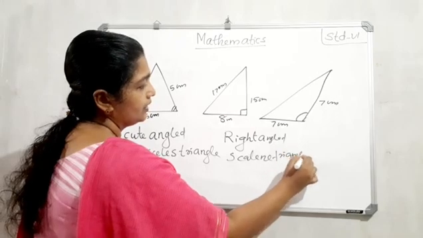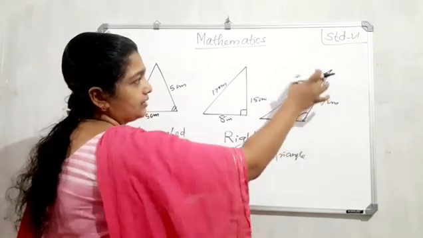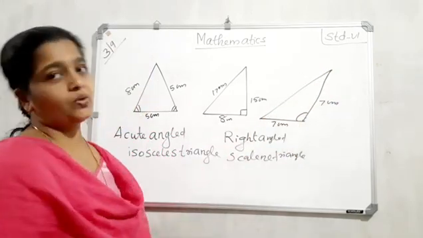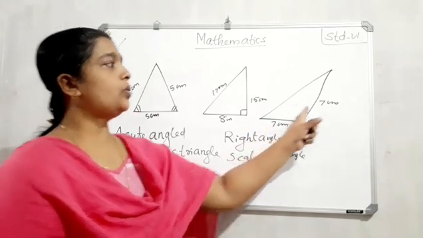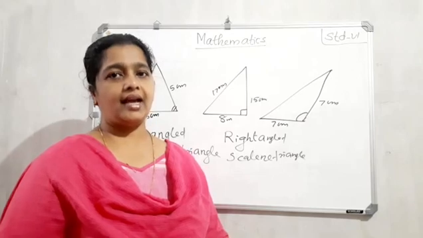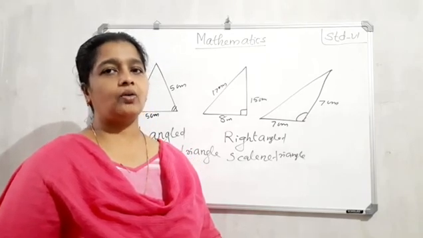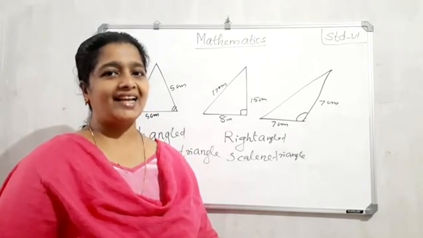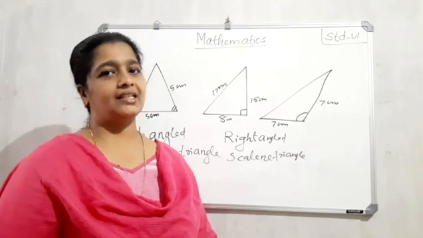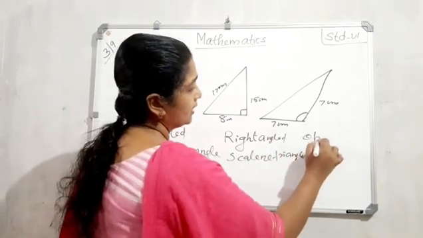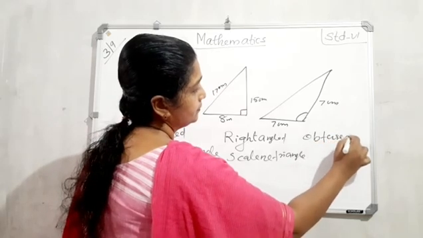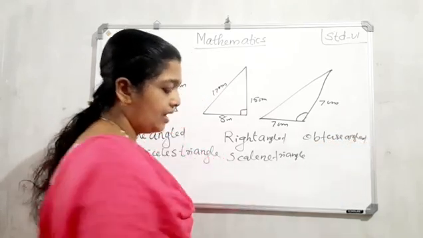Next. This is which type of triangle? Yes, we know. On the basis of angle, obtuse angle. Then here two sides are equal. Say the answer. If two sides are equal, we can say that is known as an isosceles triangle. Therefore, we can say obtuse angled and isosceles.